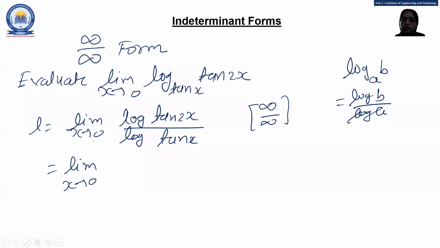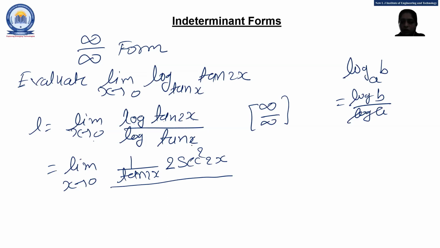And what is L'Hospital rule? L'Hospital rule is the derivative of numerator in the numerator and the derivative of denominator in the denominator. That is 1 upon tan 2x into sec square 2x, by applying chain rule into 2. And the derivative of denominator log tan x is what? 1 upon tan x into sec square x. Got it?